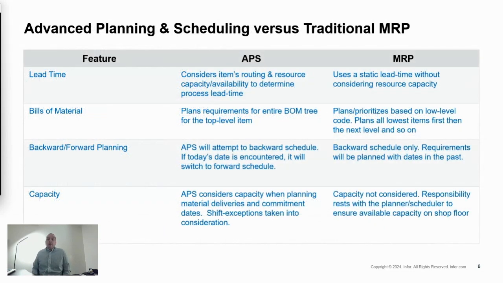So here we'll hit on a few last slides, just the key differences between traditional MRP and APS, right? Typically we say that this has to do with lead time, as you see right off the bat. So it's going to consider the item's routings as well as the resource capacity available. Second is the bill of material, right? Planning the requirements for the entire BOM versus prioritizing the low level code and only looking at just that. Then both backward and forward scheduling. APS will attempt to backward schedule if possible, given the date that the order is due. If it needs to, it will also forward schedule, allowing you to understand when you can complete a finished good, which is what you really want to know. If I start today, when will it be finished?